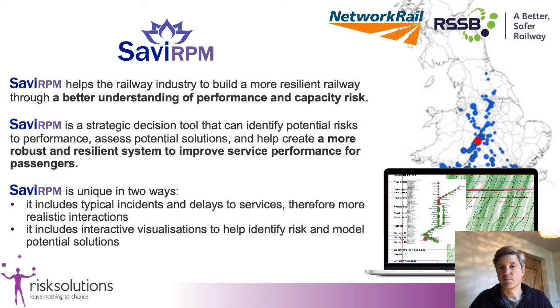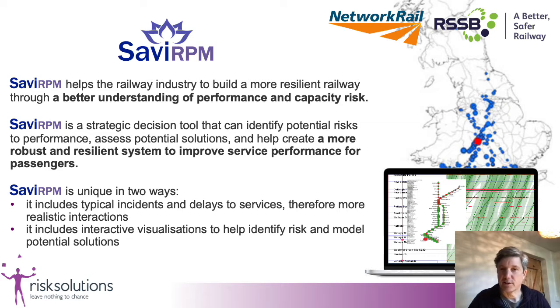Savi is a groundbreaking computer modelling tool helping the railway industry to build a more resilient railway through a better understanding and management of performance and capacity risk. In normal circumstances, many parts of the network operate close to capacity. Combinations of small delays lead to more and more reactionary delay and longer times to recovery. Savi provides a powerful strategic decision tool helping train operating companies and Network Rail identify where there are potential risks to performance and then remove system fragility from timetables and service operation, creating a more robust and resilient system to improve service performance for passengers.